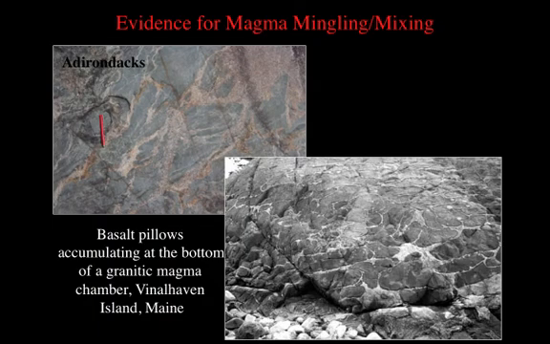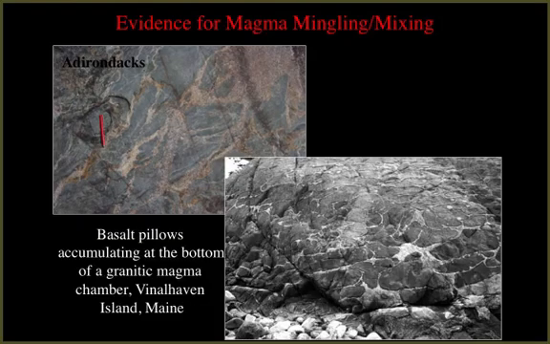We see evidence in the field for magma mingling or mixing. Mingling is where they're not mixing, but they are interfingering with each other. This photo shows pillow basalts accumulating at the bottom of a granitic magma chamber. And this is an example of mingling. If you were to see a mixture of the pillow basalts, of that basalt with the granitic magma, you would see something intermediate in composition. Here's some more magma mingling, what looks like there might be some mixing in these lighter or more felsic zones.